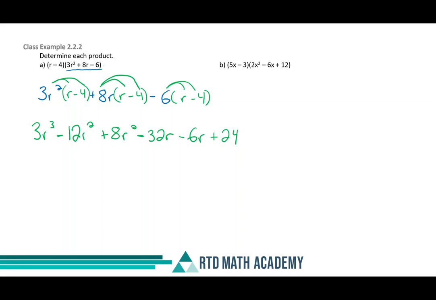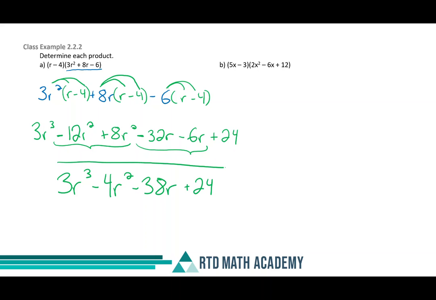Now, because I had so many more terms going on here, I have to be careful when I'm collecting my like terms. I can see I've got 2 r squareds and 2 r's, but only one constant and 1 r cubed. So I'm going to take the 3r cubed and keep it the same because it's got no partners. There are no like terms. Then I'm going to take negative 12r squared and add 8r squared, and so that's going to give me a negative 4r squared. Next, I'm going to take negative 32r minus 6r. That's going to give me negative 38r. And because 24 doesn't have any other like terms that are constants, we just add that 24 at the end.